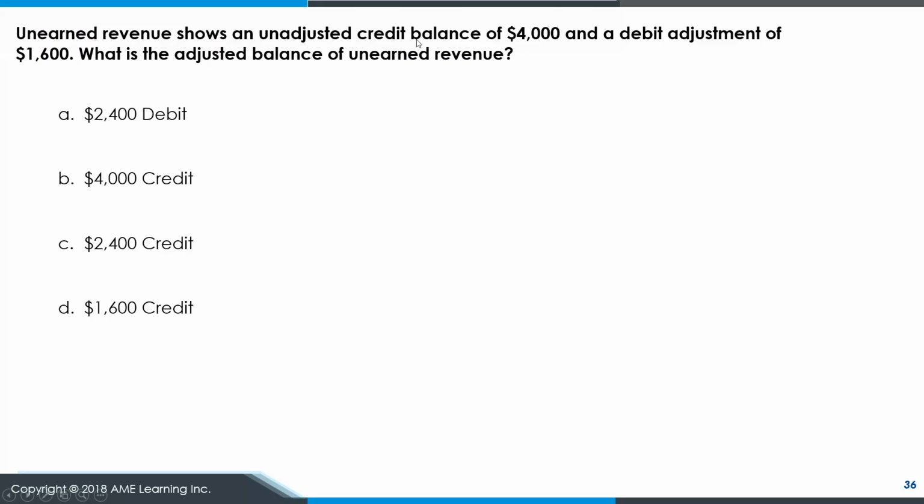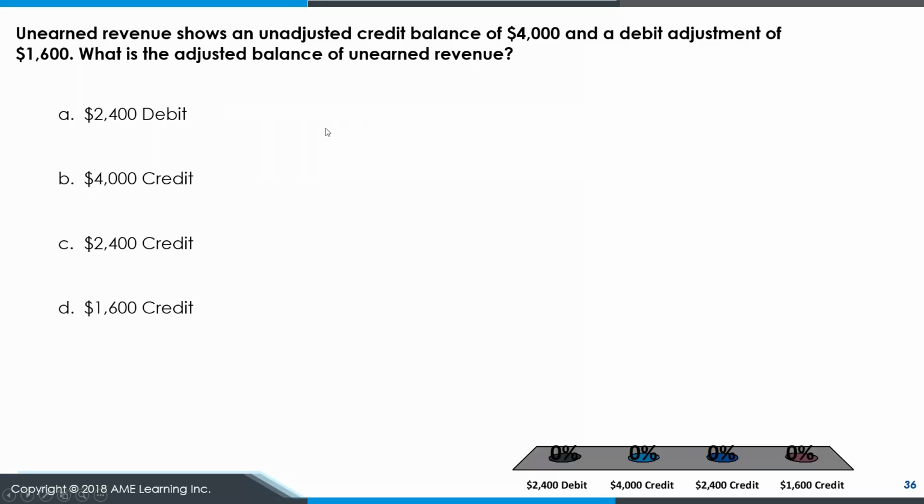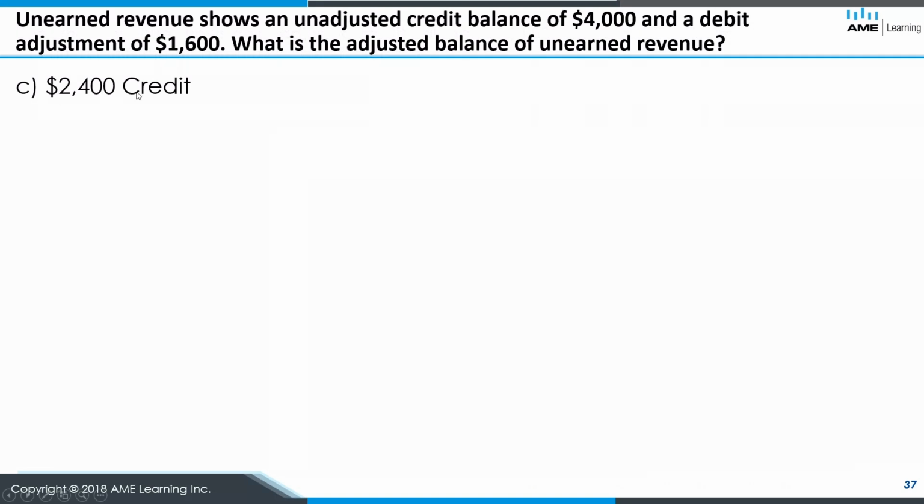Okay, let's see here. Unearned revenue shows an unadjusted credit balance of $4,000 and a debit adjustment of $1,600. What is the adjusted balance? So in this instance, we're just taking the $4,000 credit, then minus the debit of $1,600. So $4,000 minus $1,600 leaves us with the $2,400 credit balance.